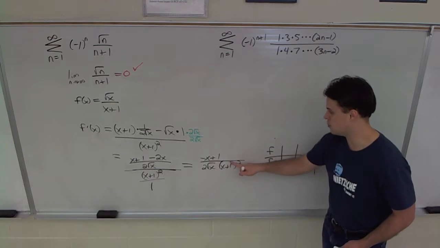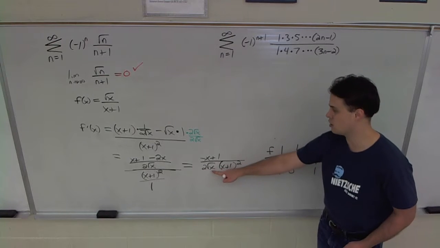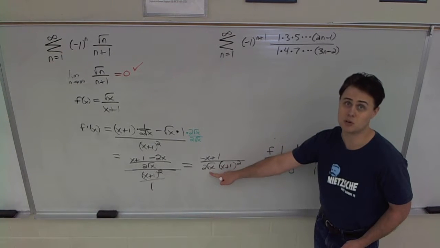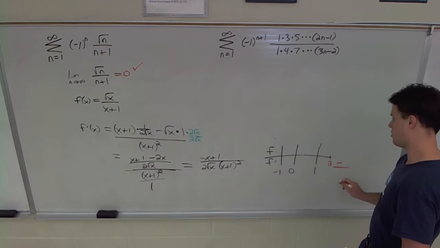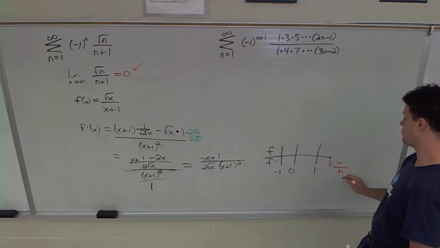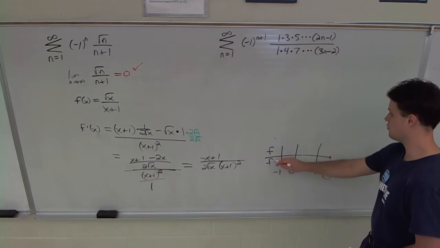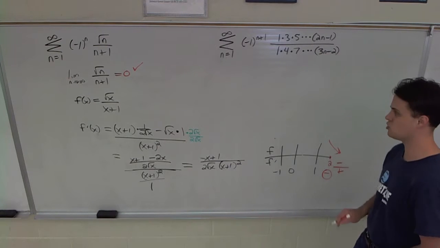And then, of course, the bottom, this term's always going to be positive, and so is that one, if you think about the domain of the square root of x function. So it's going to be positive on the bottom. Negative over positive is negative. The derivative is negative. That means the function is decreasing.